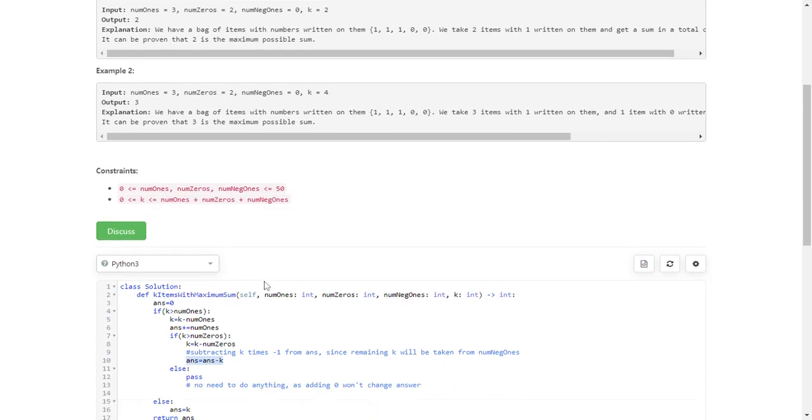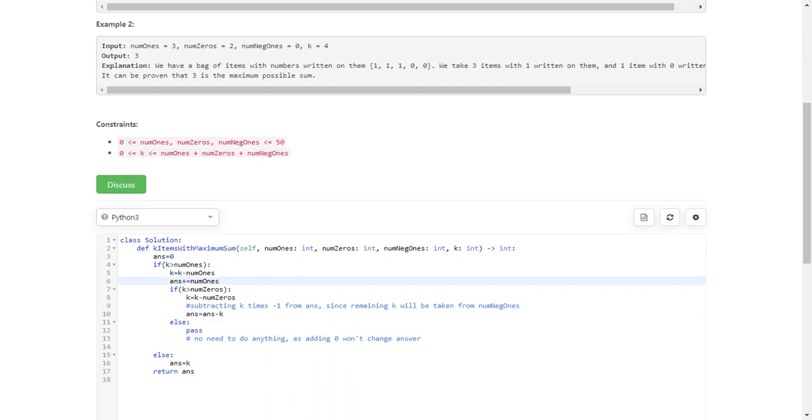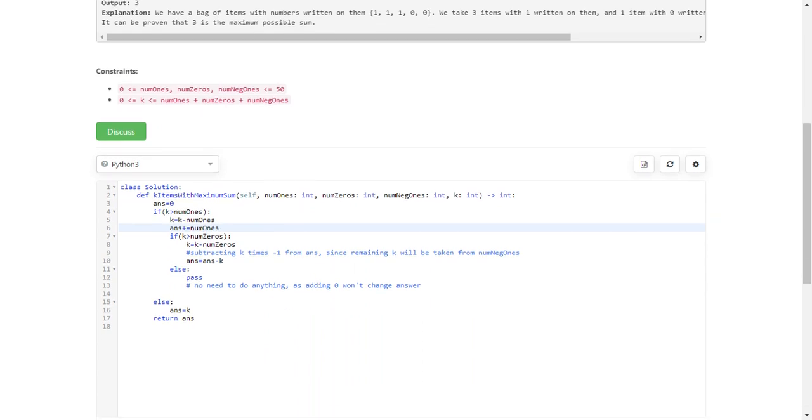So yeah, friends, this is a brute force approach. It has O(1) time complexity because, see, whatever be the num ones, num neg ones, and num zeros, the complexity is going to remain the same. It does not depend on any n. Okay, that's why it's O(1) time complexity. That's constant time complexity.